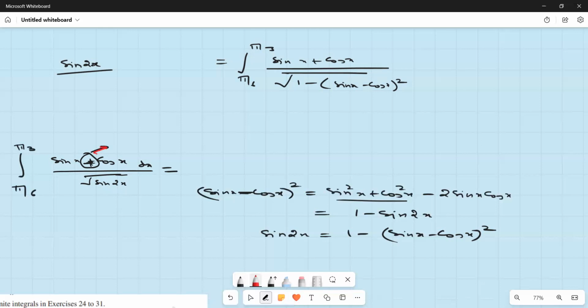If here it is plus, you will take minus over here. And if it is minus over here, you will take plus over here. You will take plus over here, right? Clear?